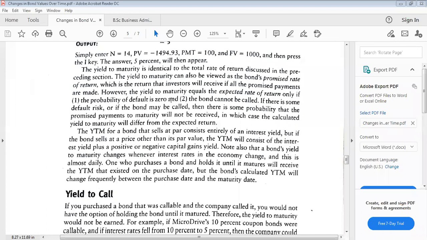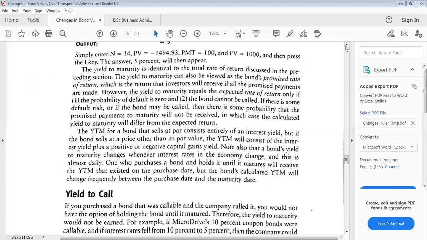All right, so the yield to maturity for a bond that sells at par, let's start from here, consists entirely of an interest yield. But if the bond sells at a price other than its par value, the yield to maturity will consist of the interest yield plus positive or negative capital gains yield. Again, the yield to maturity of a bond that sells at par consists entirely of an interest yield.